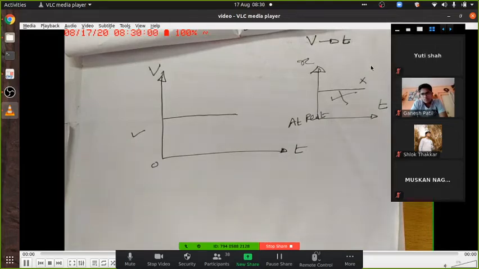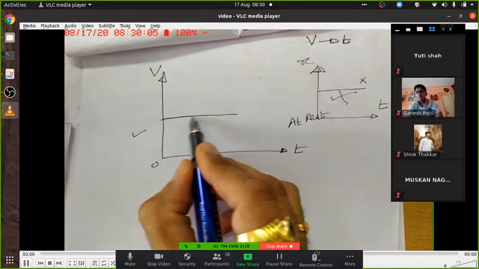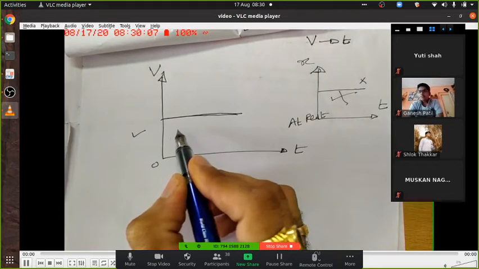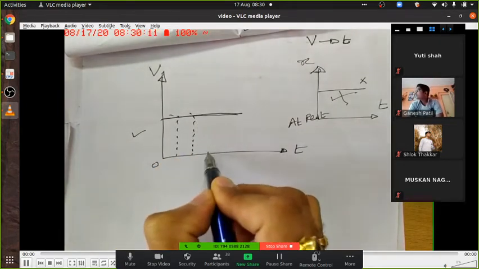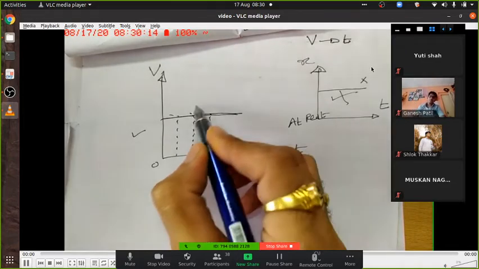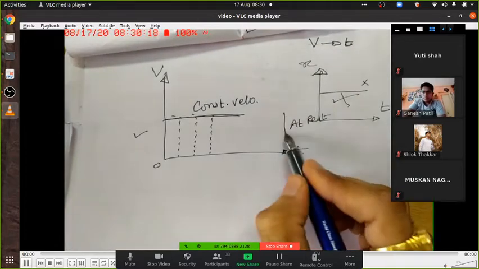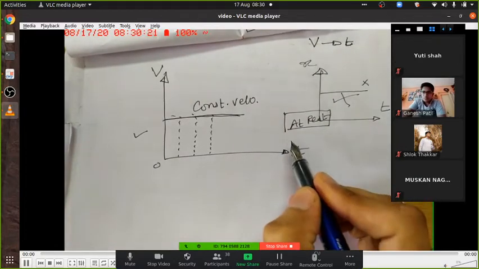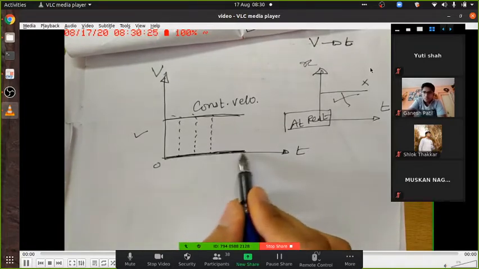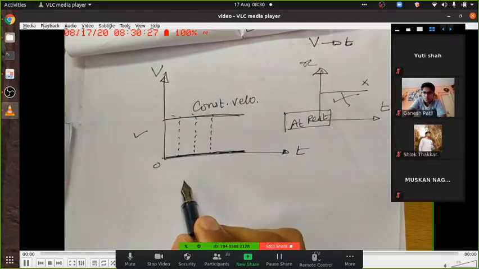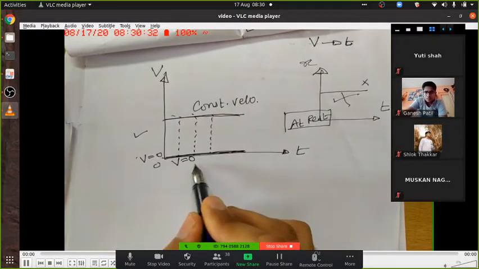Okay. Now here in this graph, if you are showing like this, it means time is changing but velocity remains same. So this is the graph of constant velocity. But if you are asked to draw the graph of an object at rest, it should come here on the x-axis, because velocity is now equal to 0. This is v equal to 0, which means it is now at rest.